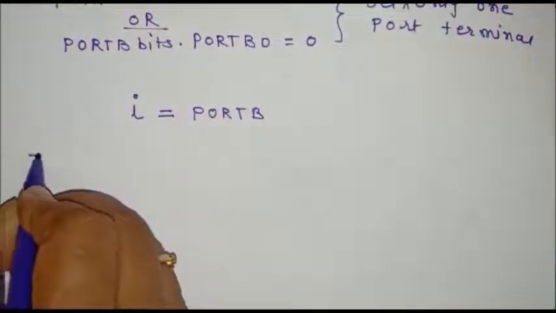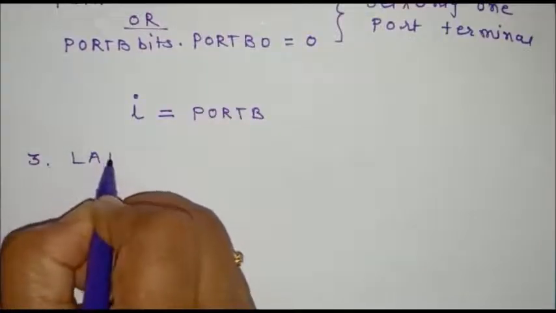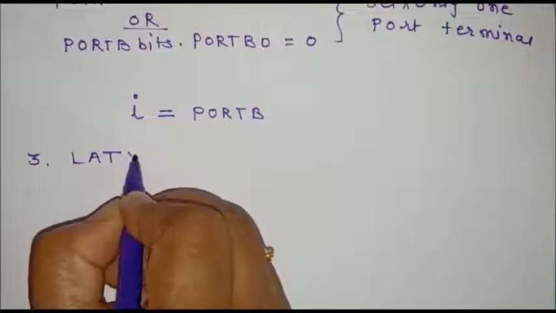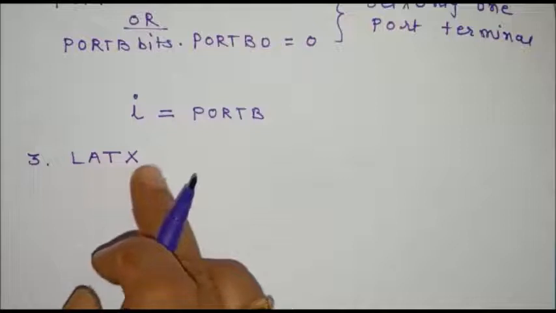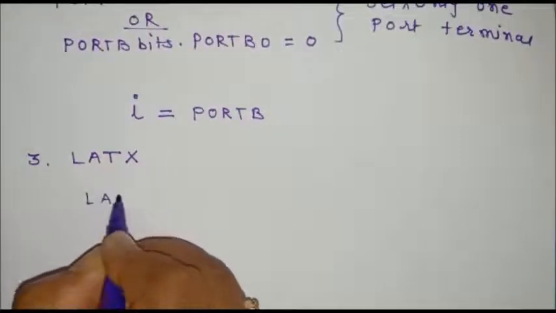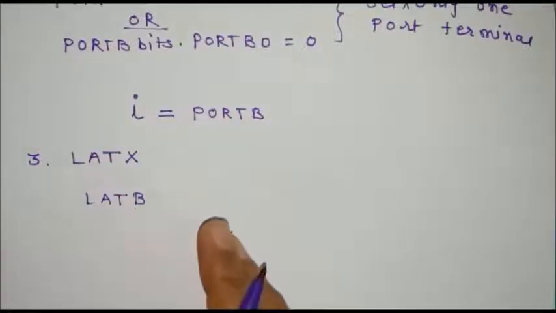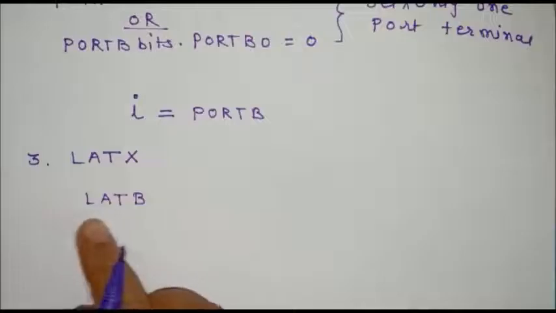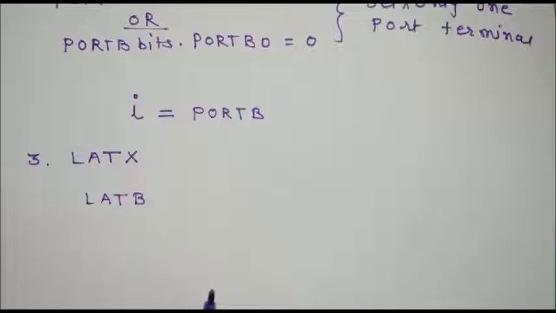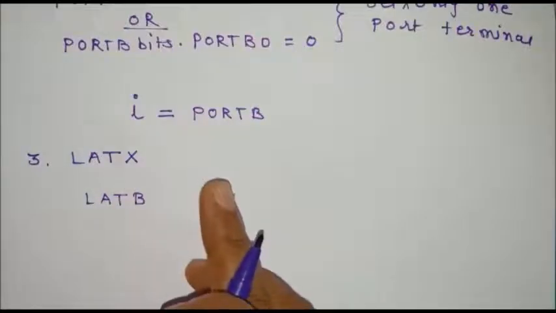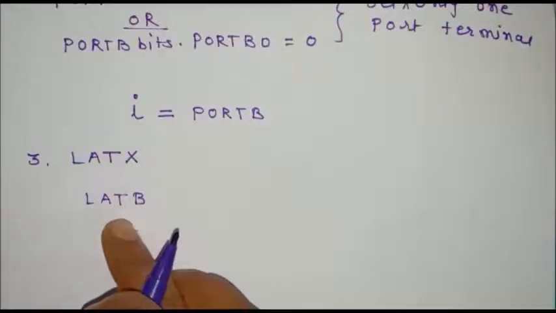The third register associated with ports of the PIC microcontroller is the latch register, written as LAT. For each port one register is there. So for the generalized form I will write LATX. For port B, the register will be LATB. If you want to write or read data, you can use this latch register. Actually it reads or writes data from the latch, but it can be used in place of the port register also. Generally we use a port register instead of this latch register.